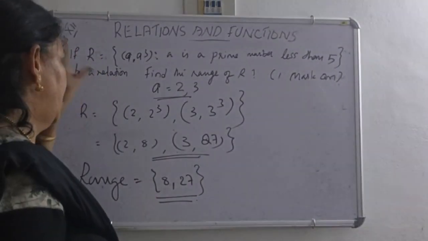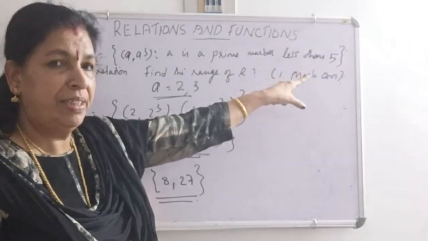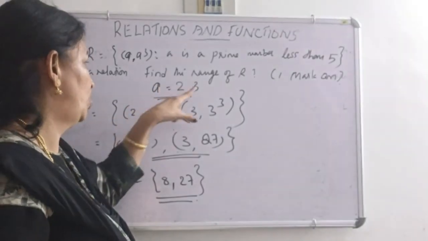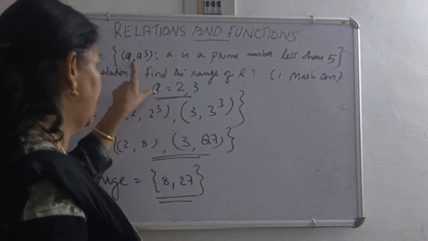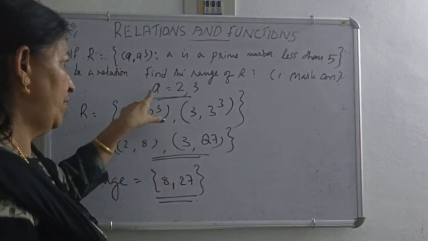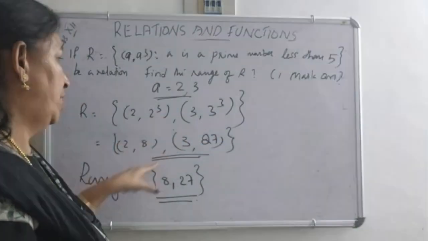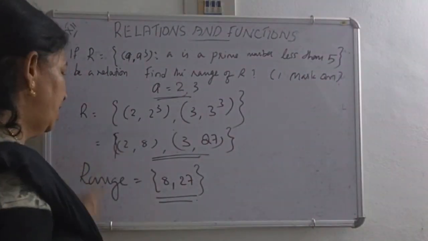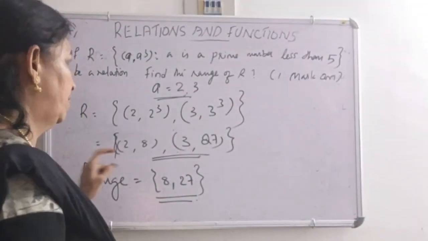Given that the relation R equal to set of ordered pairs (a, a cube) such that a is a prime number less than 5, then we write the values of a. Prime numbers less than 5: 2, 3. That is, our relation R equal to, we substitute the values of a in this relation. (a, a cube), (2, 2 cube), substituting the value of a equal to 2. And next, (3, 3 cube). That is (2, 8), (3, 27) is the relation, set of ordered pairs. Then range is the set of all second elements of the relation, that is {8, 27}.